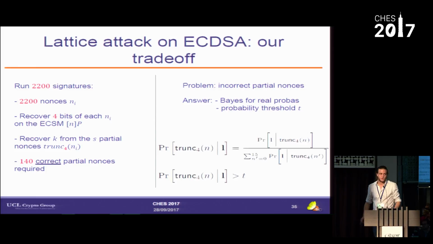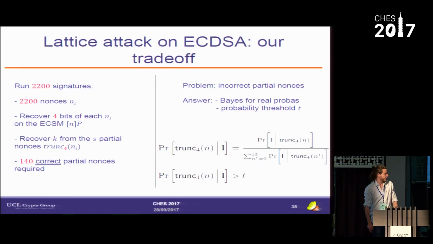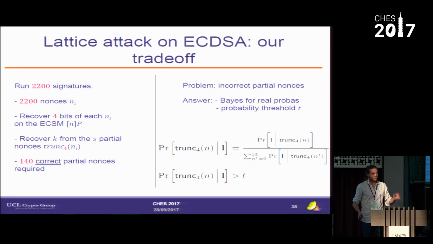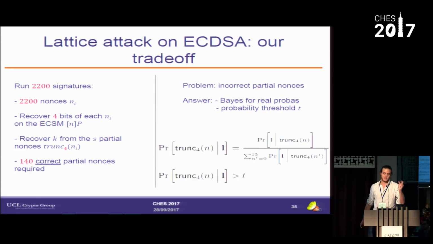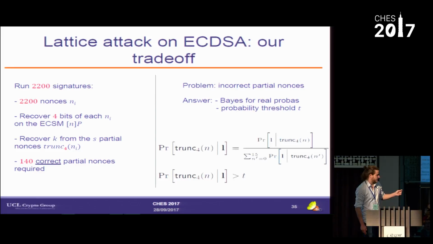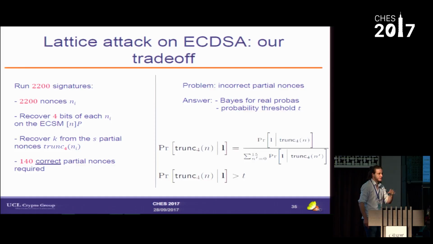The problem is, the attack does not always work. Sometimes we recover the wrong bits. But for the lattice attack to work, we need to have a 100% success rate for all the nonces. But the good thing is, as we use probabilities, we can use the bias from the combination I've shown earlier to compute the actual probability of each guess. So for each attack trace, we attack 4 bits, so we compute the probabilities of each of the 16 values. We select the highest probability, and we set a threshold T, and if the highest probability is below this threshold T, we say, okay, this is not good enough, and I discard this attack trace.